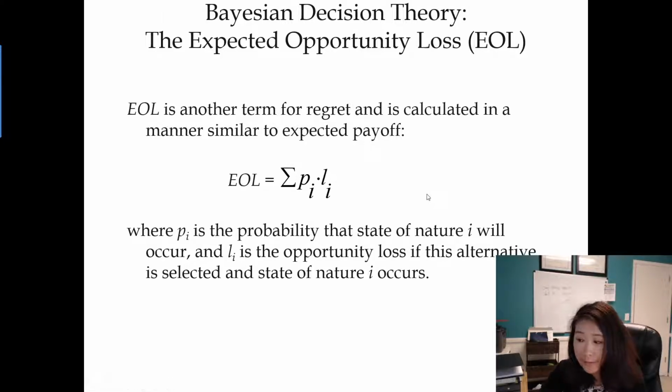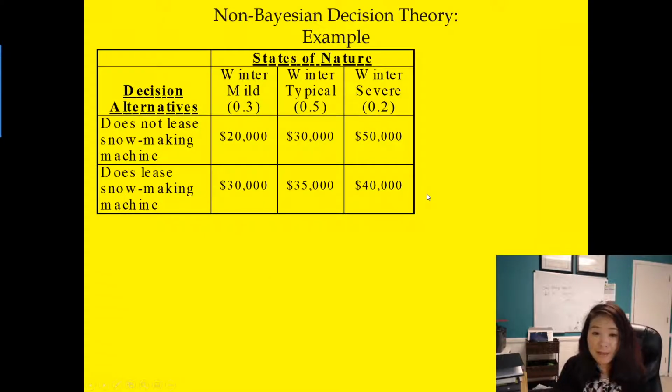So we're using the same case, the ski resort renting or not renting the snowmaking machine. The table I'm showing you here is the one we have already seen many times. This is our payoff table. So how can we convert the payoff table to the loss table? Please follow what I say, and think about what we mean by loss.